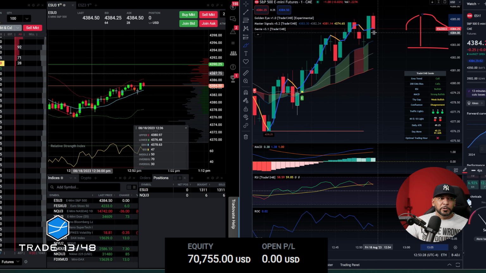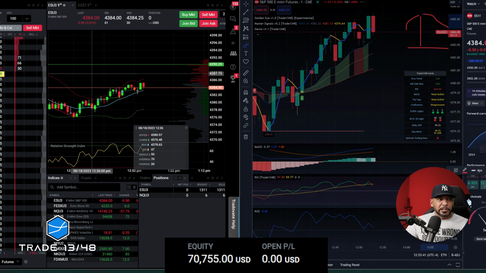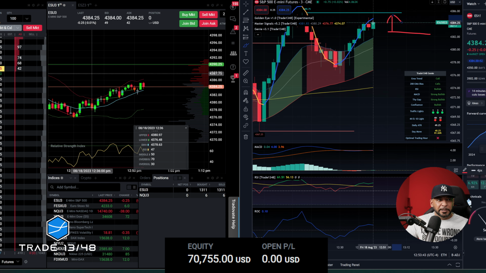So what I'm going to do at this point is allow GoldenEye on the 1 minute to lead me once this goes gold. I'm looking for my entry there as it goes gold. And then I'm going to go back to the 3 and the 5 just to see how price is behaving in this area of supply.